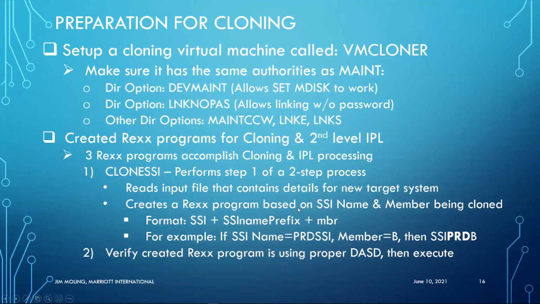and it creates this REXX program. And the way it creates the name, it'll always start with SSI, which is the converse of Clone SSI, and what it creates is going to be SSI something. And that something is, again, based on that naming convention. If your SSI name is PRD SSI and the member is B, well, then the exec it's going to produce is SSI PRD B. So kind of makes sense, right? So that's the way I've set that up to work.